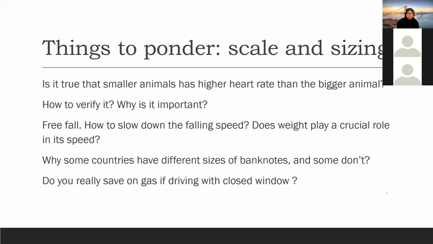Okay, so just during the break, I want to give you time to think about some of this problem. Is it true that smaller animals have higher heart rate than the bigger animals? Is it true? How to say that it's true or not? You can see the data. And how to verify it, and why is it important for this finding?